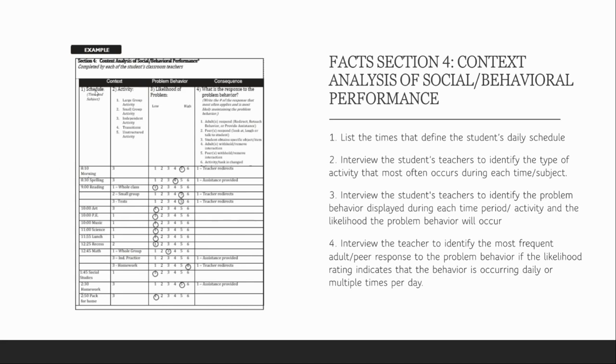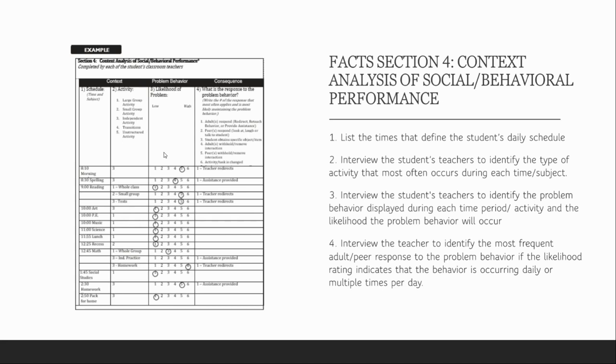So in this case, you can see the first column is going to list the student schedule. The second column is going to list what exactly they do in that schedule. So in this case, the student's in reading, they go to whole group, small group, and then they have their test. Then they go to art, PE, music, science, lunch, recess. And then we're also listing what type of activity it is, whether it's a large group, small group, independent activity, a transition, or an unstructured activity.